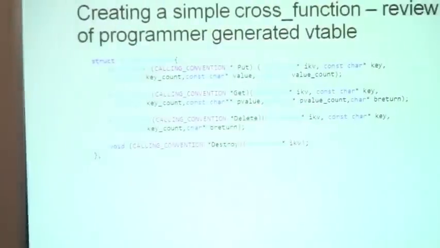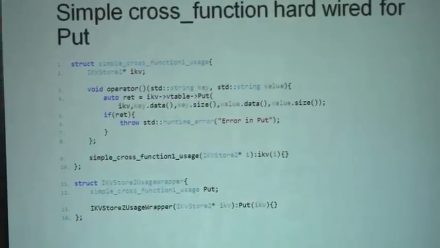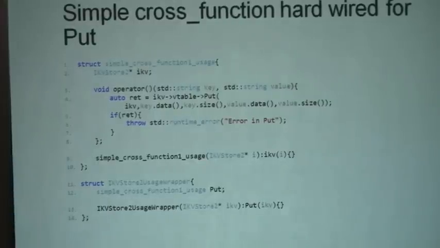All right, so remember our programmer generated vtable. So we're going to work on a simple cross function that's hardwired for put. So simple cross function one, and we split it off into usage and implementation. So we store our IKV store there too. So we basically store a pointer to our hand generated vtable.